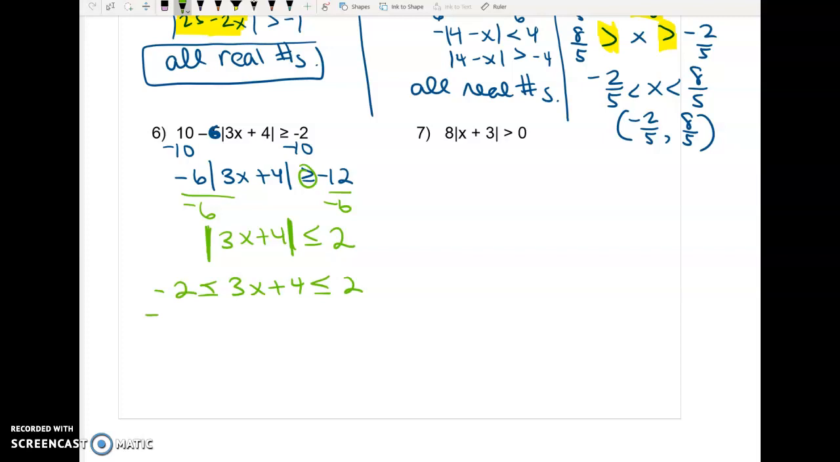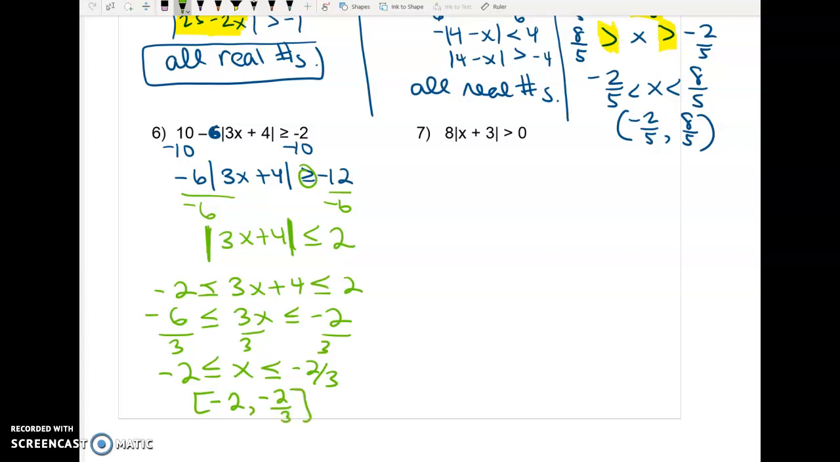And solving this out, subtracting 4 would get you negative 6 is less than or equal to 3x, less than or equal to negative 2. Divide all of them by 3. Negative 2 less than or equal to x, which is less than or equal to negative 2/3. What would that answer be in interval notation? If you said negative 2 to negative 2/3 with brackets, you are correct.